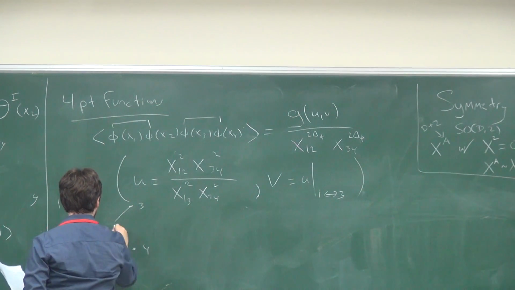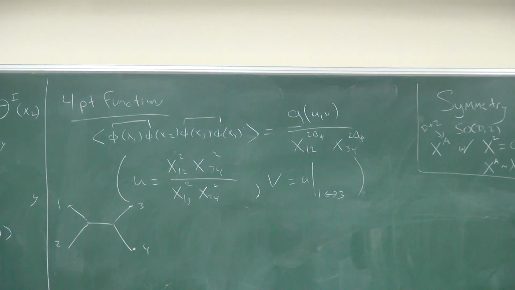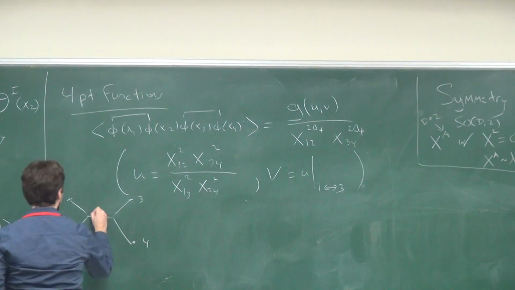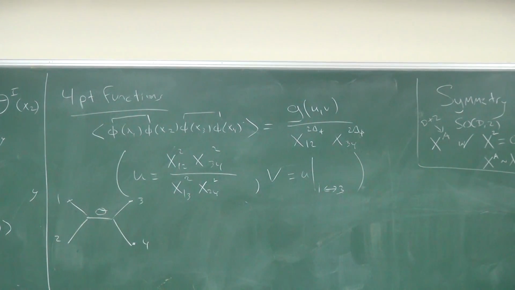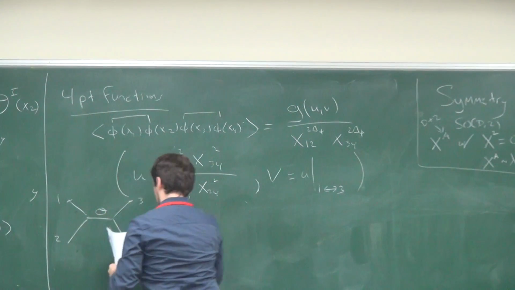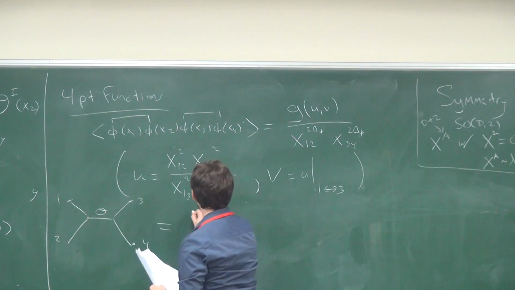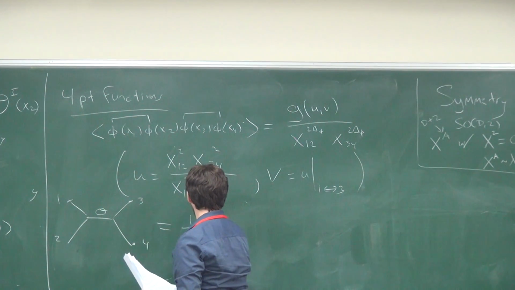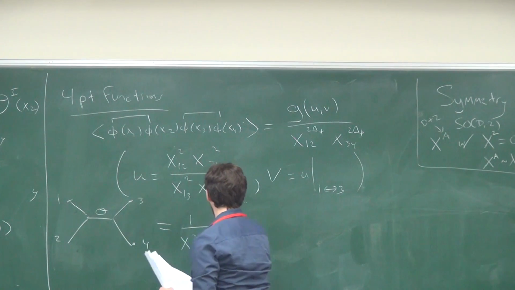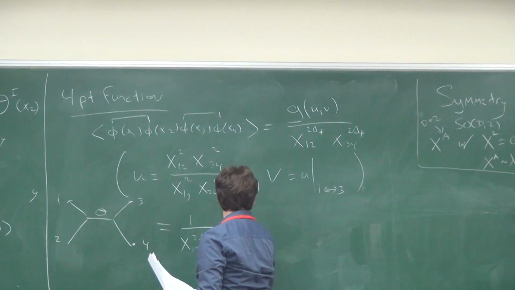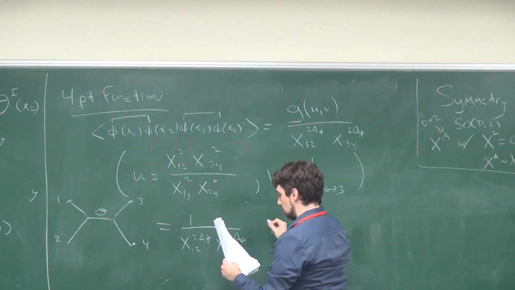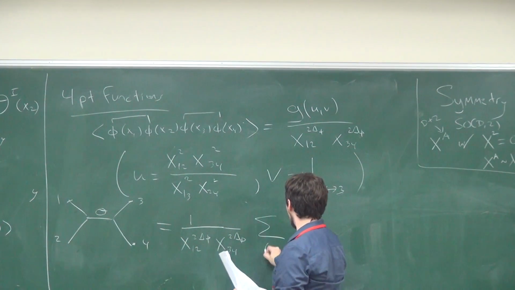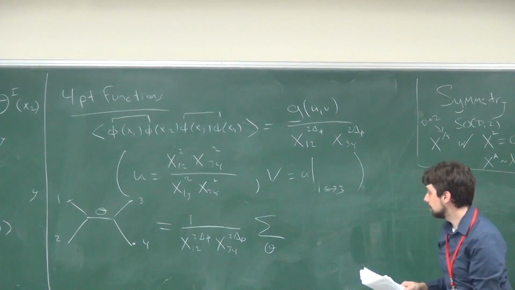Together, I bring 3 and 4 together, and there's some set of operators propagating in the middle that are exchanged in the OPE. This gives me an expansion. I have this prefactor times sum over all the operators which propagate in the middle.